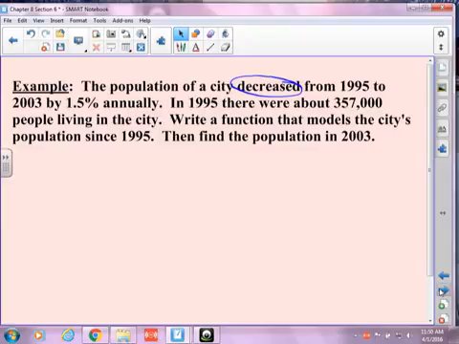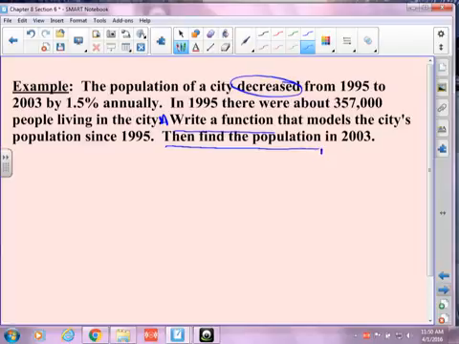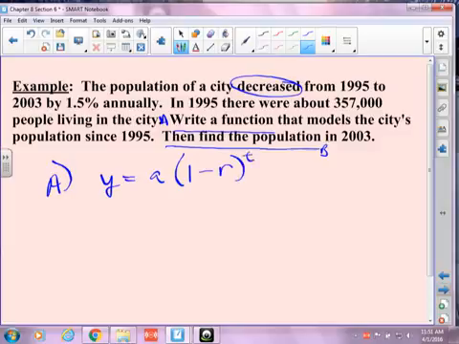So this is a two-parter. The first thing they want me to do is to write a function. That's going to be part A. And then they want me to find the population, and that'll be part B. Very similar to growth, because we did this with growth. Right? So I'm going to write the equation. Here's A. y equals a (1 plus r). I'm sorry, not plus, minus. Minus r to the t power.